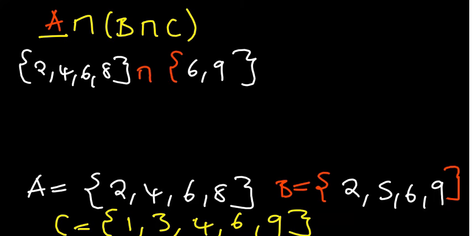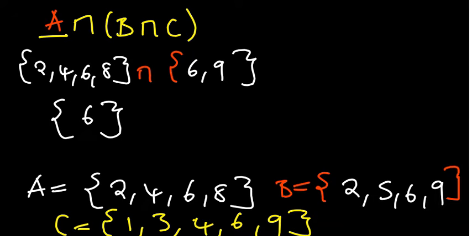Is there anything else? No, that's all, 6 and 9. Now, if you look at the two sets, what do we expect to have? The only common element is 6. So that's our answer. So what has dictated our order is the brackets.